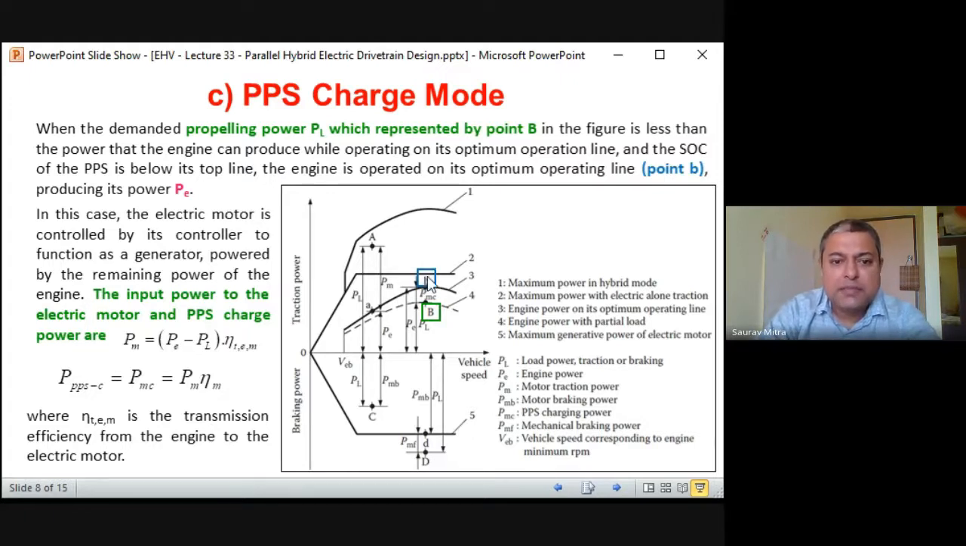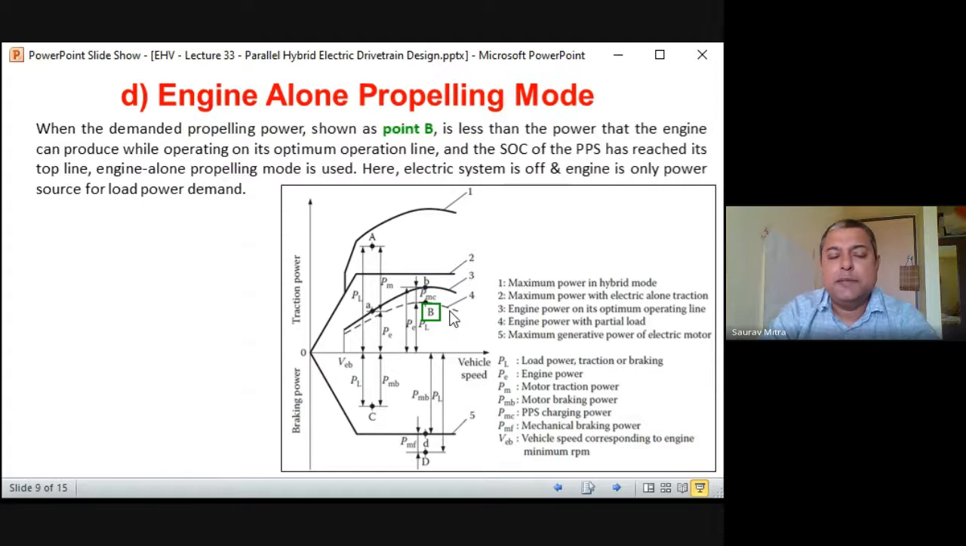So this is the B line. The B line is the maximum engine power line. But now we are at line 4, because 4 is engine power with partial load. In this case, this capital B is less than small b. Whenever the engine is working with small b, the engine is loaded partially, and whatever power the engine is producing, most of it goes for driving PL, and some part is fed back to the PPPS source to charge the PPPS. So this is also a very important part, the PPPS charging.